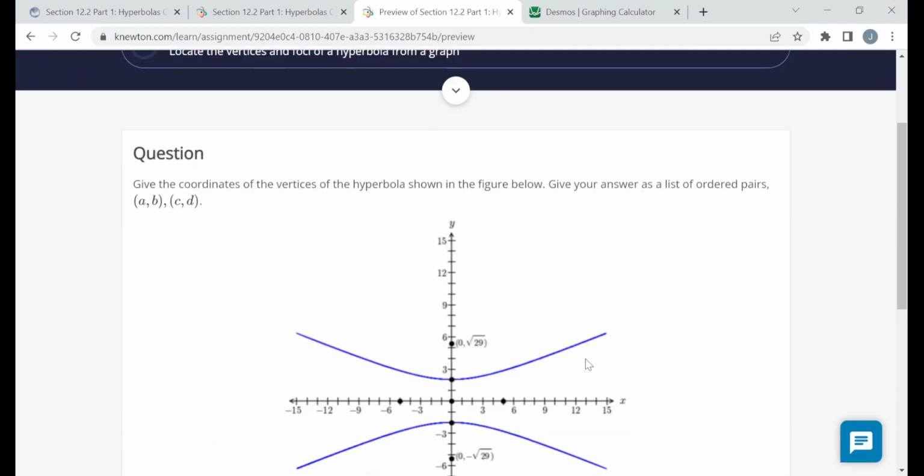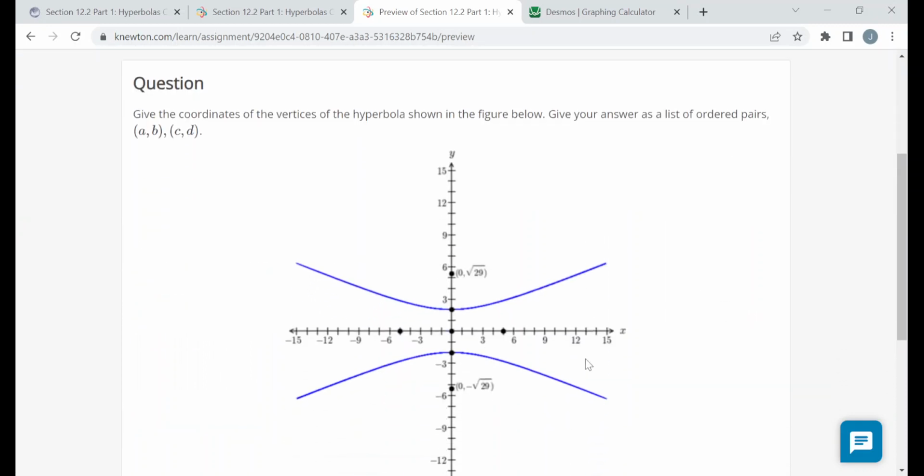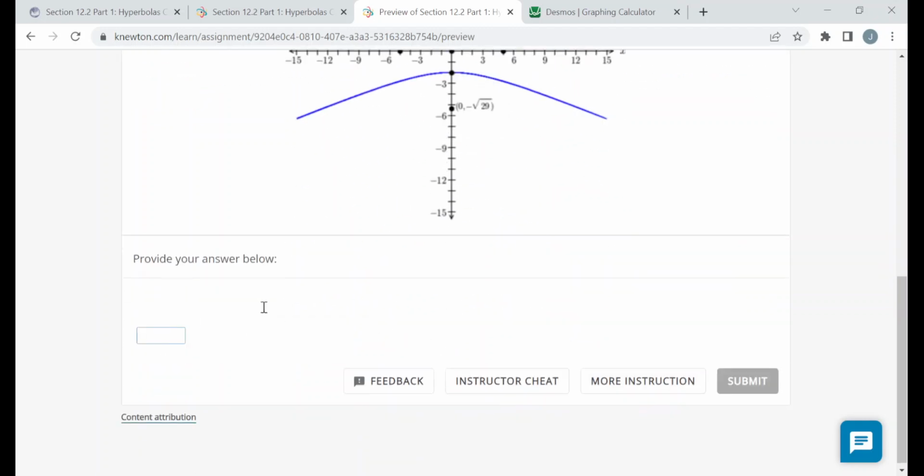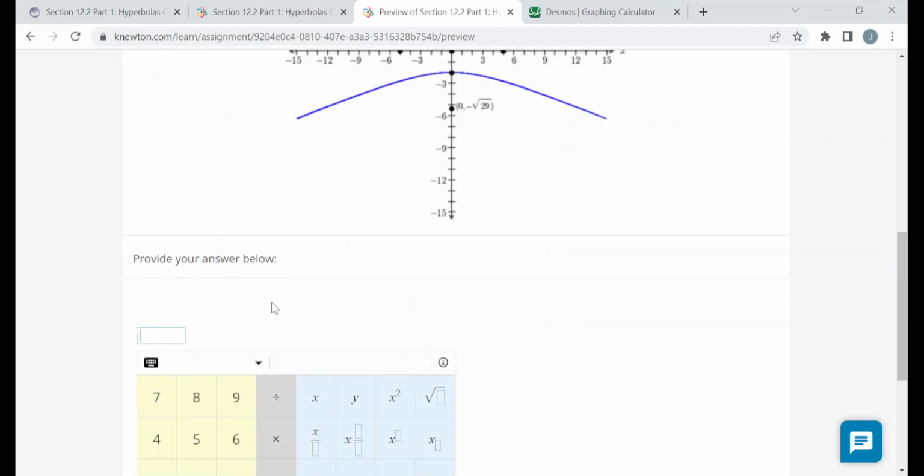Yeah, so another pretty simple graph, right? Give the coordinates of the vertices. So again, this here's the center at the origin, (0, 2) and (0, -2), right? The two vertices of the hyperbola. Very simple, and we're asked to enter the ordered pairs separated by a comma. So (0, 2), comma, (0, -2).